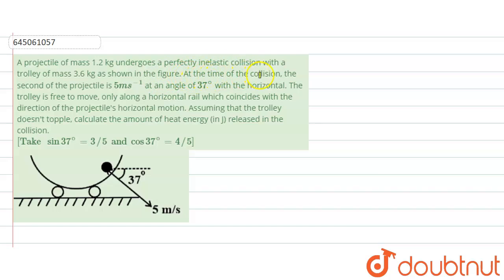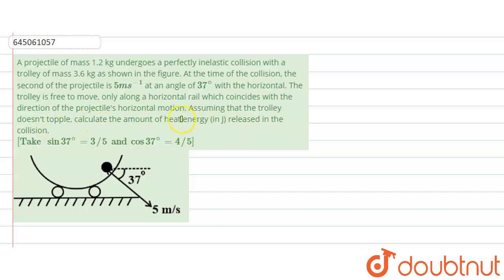Now at the time of collision, the speed of the projectile is 5 meter per second at an angle of 37 degree. Basically this particle is striking at an angle of 37 degree, and it has a velocity of 5 meter per second. Now this 37 is with the horizontal. Now the trolley is free to move only along the horizontal rail, which coincides with the direction of the projectile's horizontal motion. Now assuming that the trolley does not topple, calculate the amount of heat energy released in the collision.